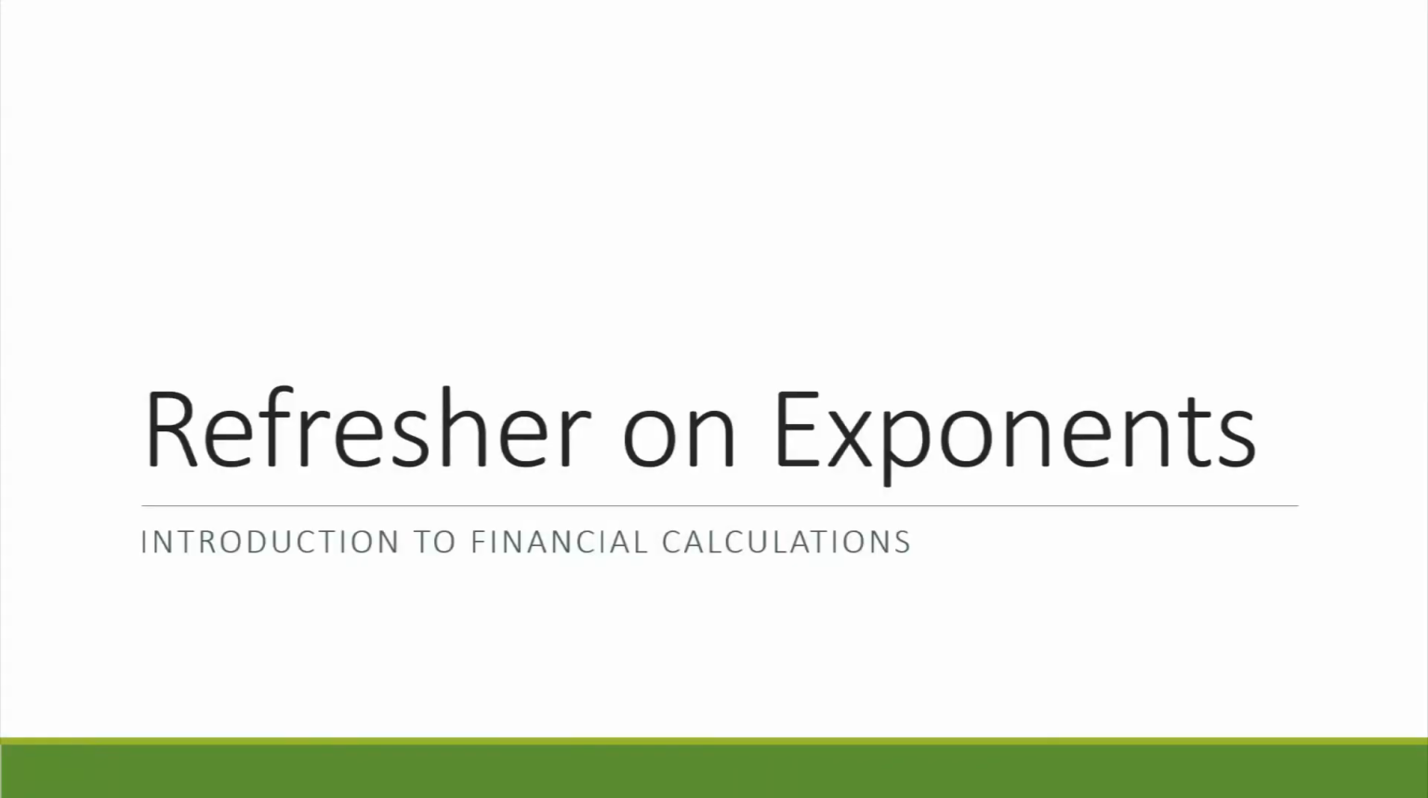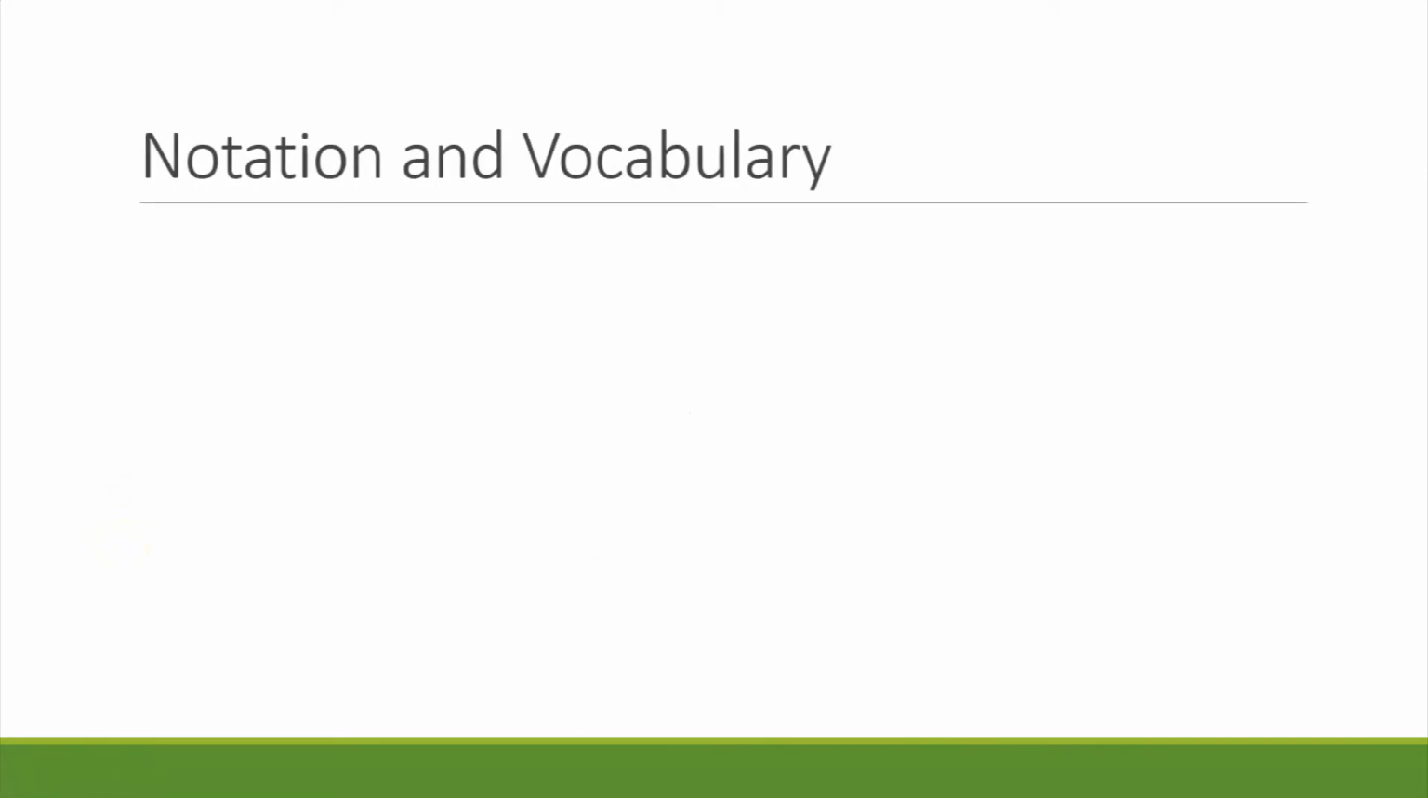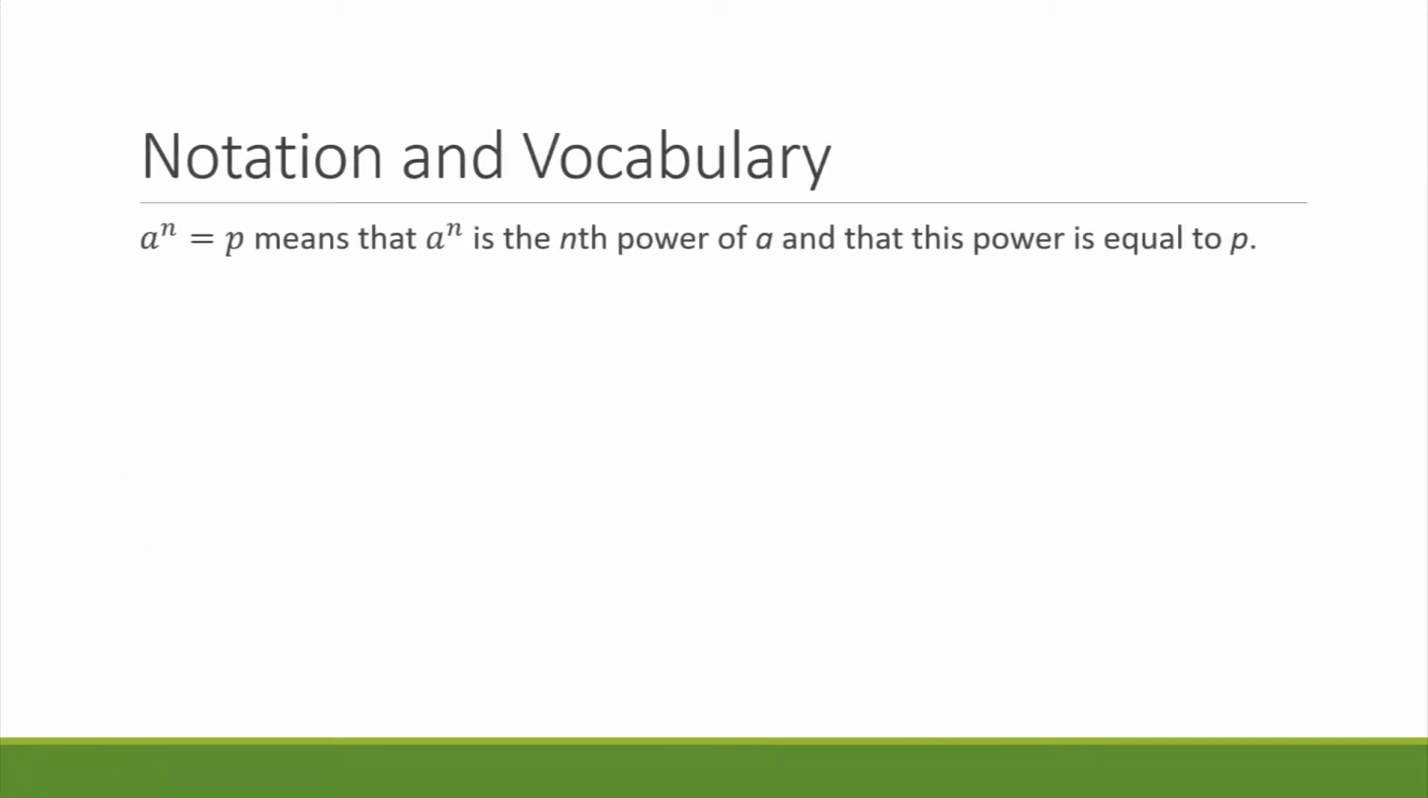Refresher on exponents. Let's start off with some notation and the vocabulary that goes along with it. A to the exponent n equals p means that a to the n is the nth power of a, and that this power is equal to p. A is the base, n is the exponent, and p is the power.